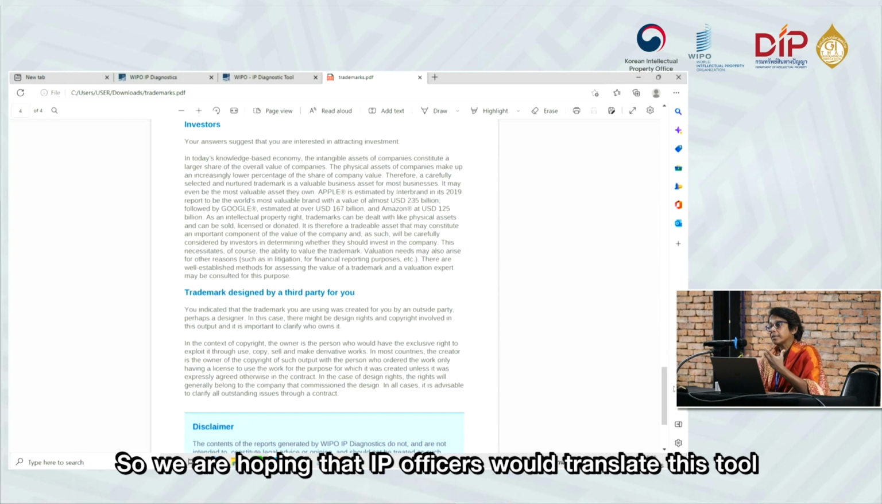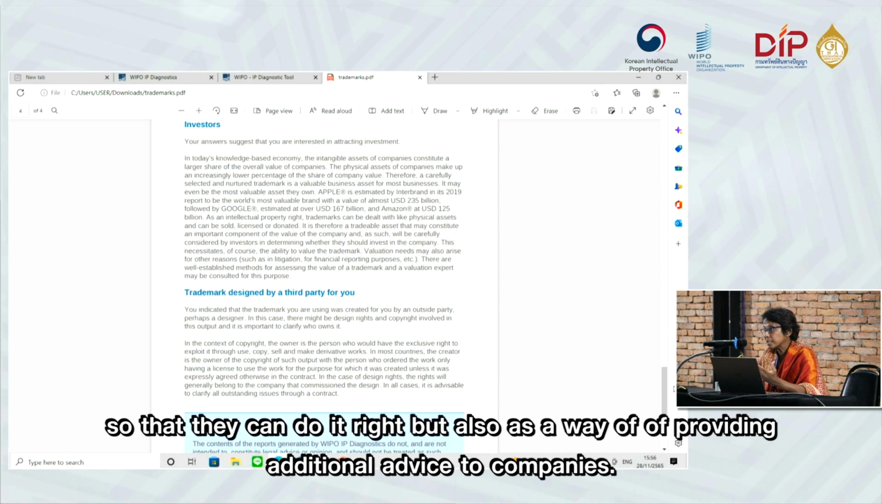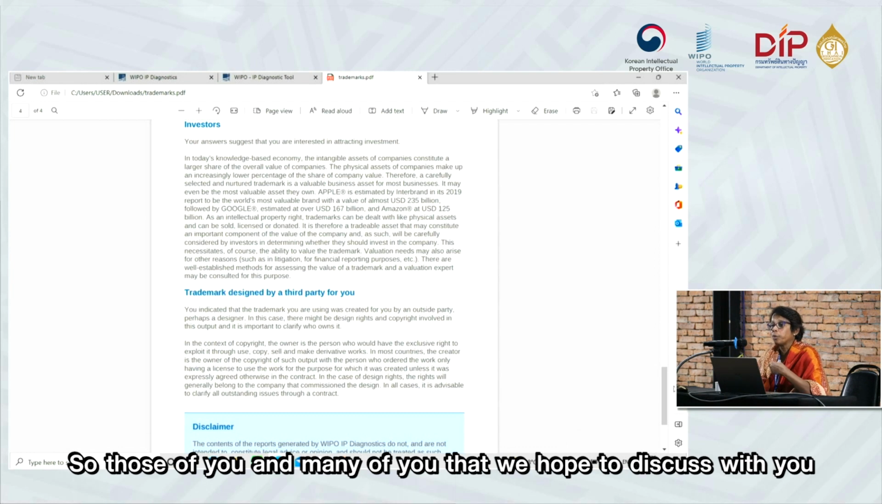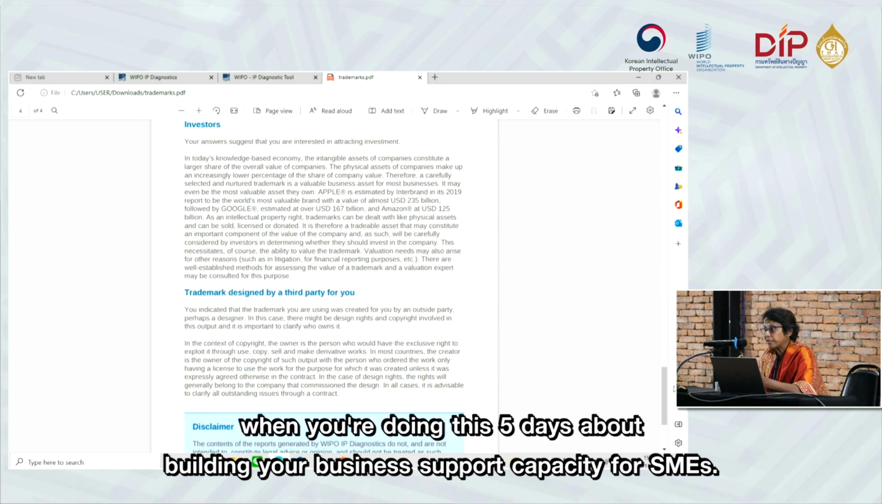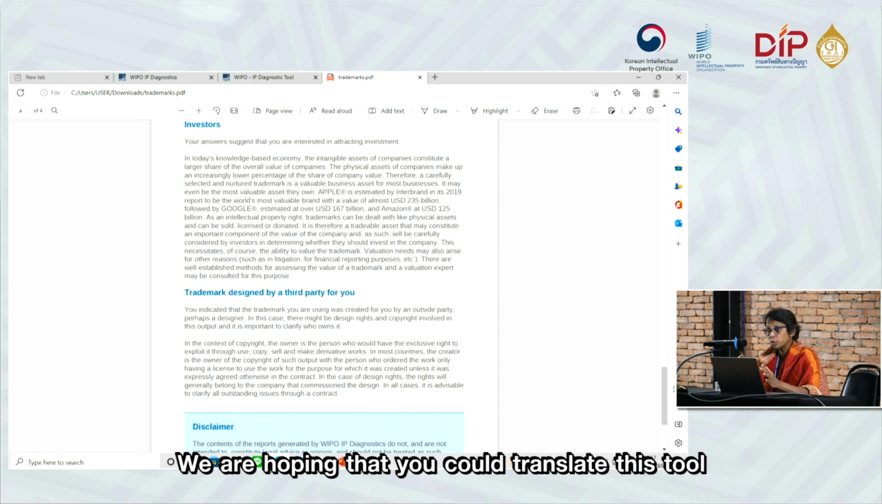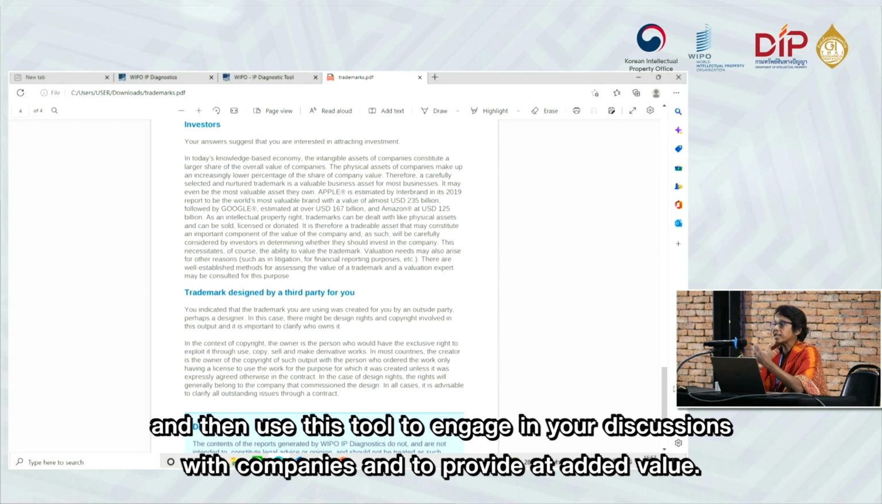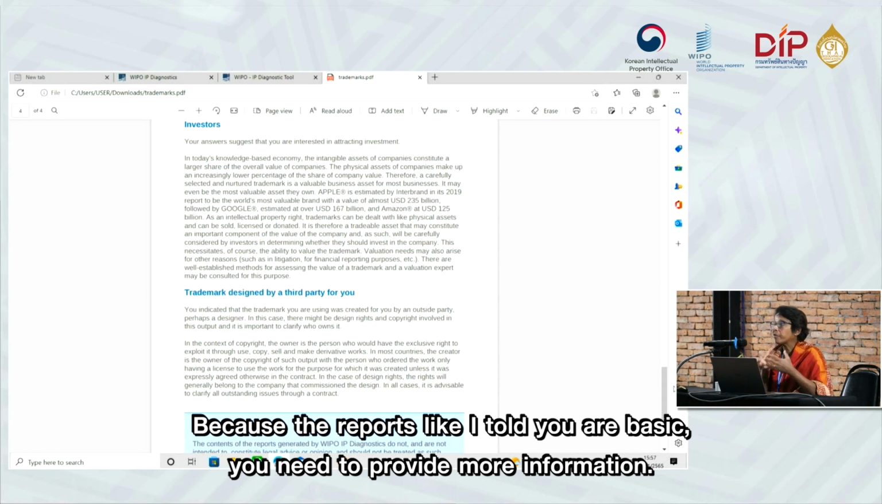So we are hoping that IP officers would translate this tool so as to make it available to your businesses so that they can do it, right? But also as a way of providing additional advice to companies. So those of you, and many of you that we hope to discuss with you during these 5 days about building your business support capacity for SMEs, we are hoping that you could translate this tool and then use this tool to engage in your discussions with companies and to provide added value, because the reports, like I told you, are basic. You need to provide more information.